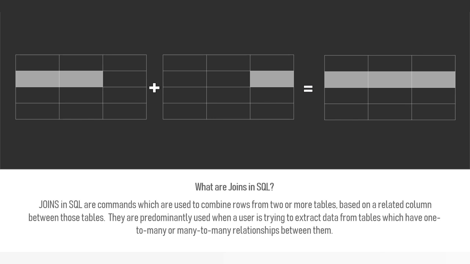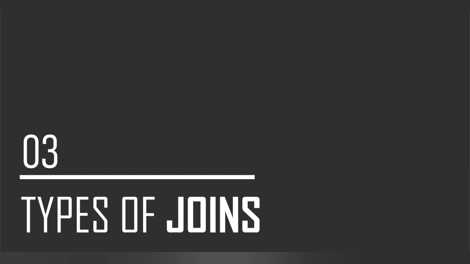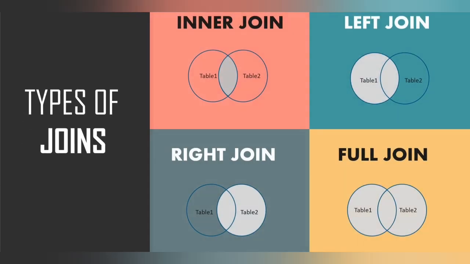The joins are predominantly used when a user is trying to extract data from tables which have one-to-many relationships between them or many-to-many relationships between them. Joins in SQL are basically commands, guys, by which you can join two tables and you can get the rows of two tables based on a related column. Now, if you ask me what are the different types of joins in SQL, there are mainly four types of joins in SQL. That is the inner join, the left join, the right join, and the full join. So let's look into each one of them one by one.